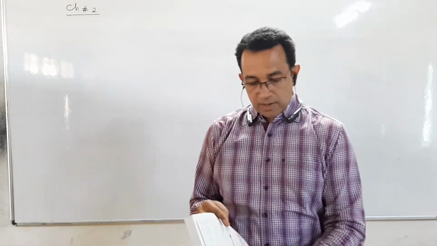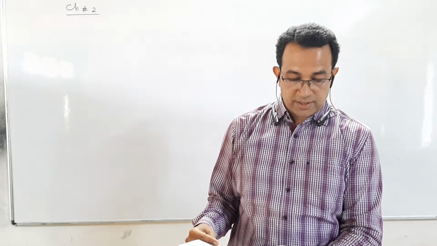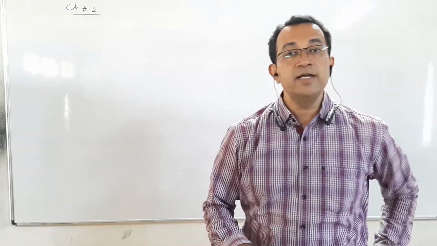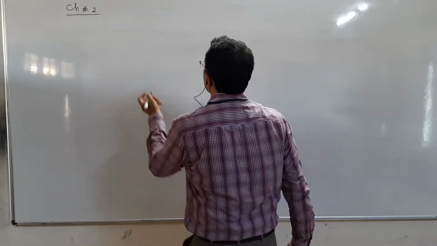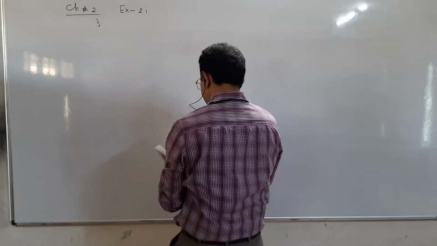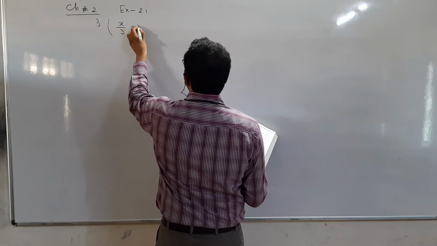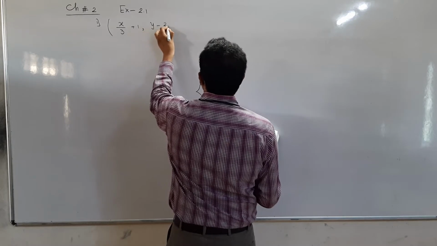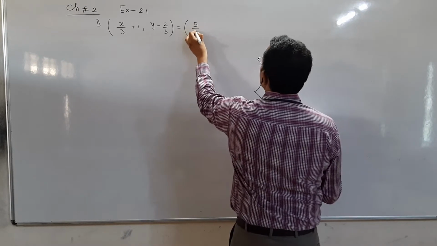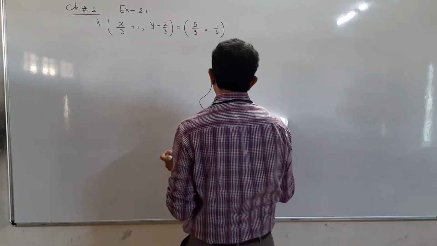Yes students, our first question reads as follows: if (x/3 + 1, y - 2/3) is equal to (5/3, 1/3), find the values of x and y. Okay, Exercise 2.1, question 1. We are given ordered pairs (x/3 + 1, y - 2/3) equal to (5/3, 1/3). Then find the values of x and y.